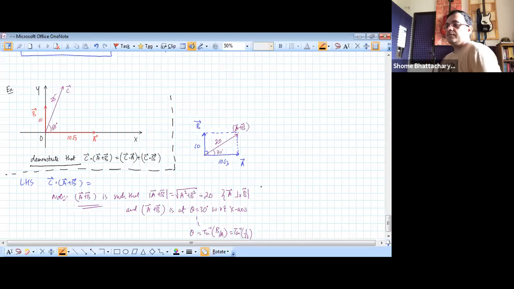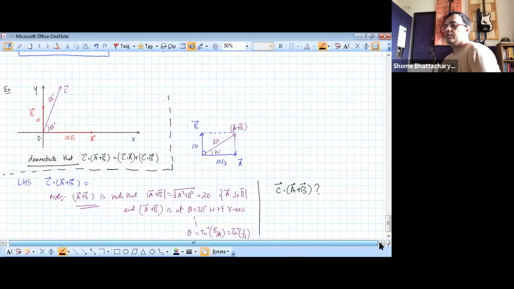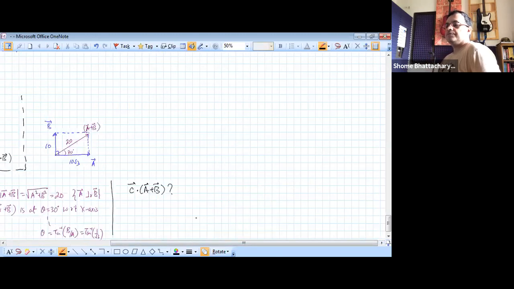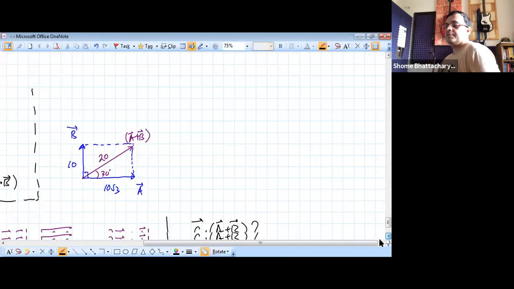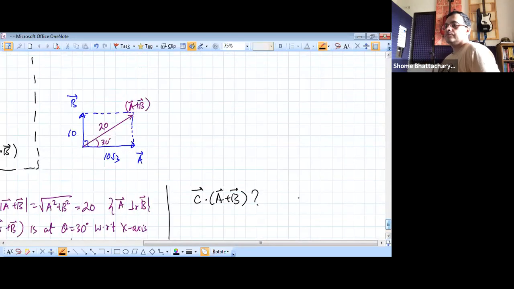Okay, so next thing now in the left hand side, let's calculate C dot A plus B. How much will this be? So for that, we can see, if I just copy paste from the diagram, that by adding A and B, I've figured out that A plus B is a vector like this one. So A plus B is a vector at 30 degrees to the x-axis.